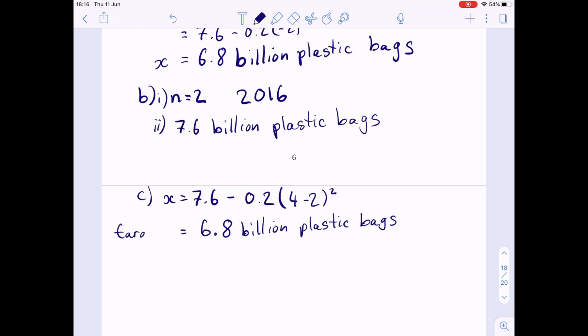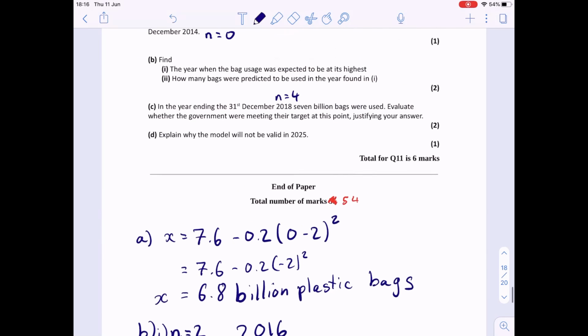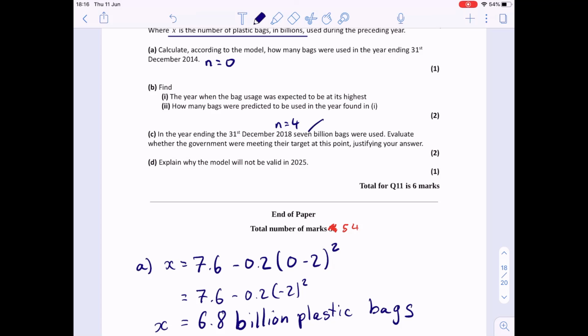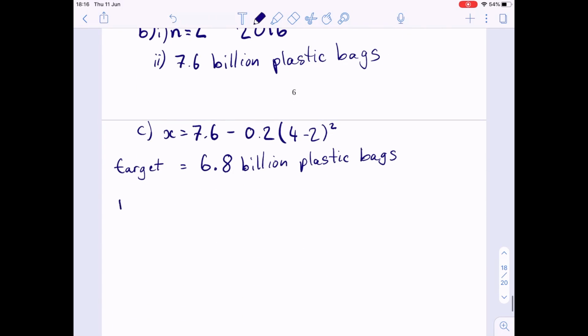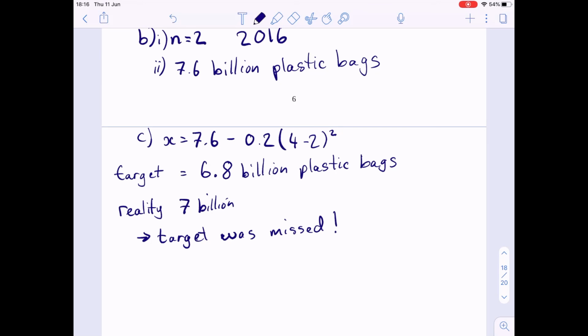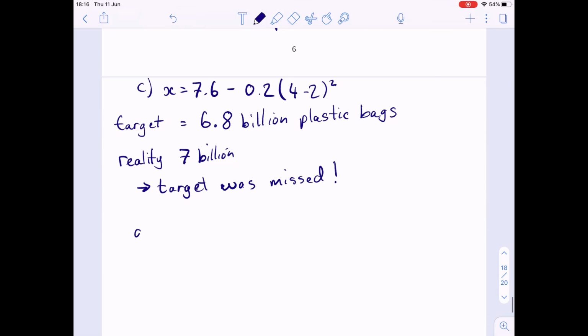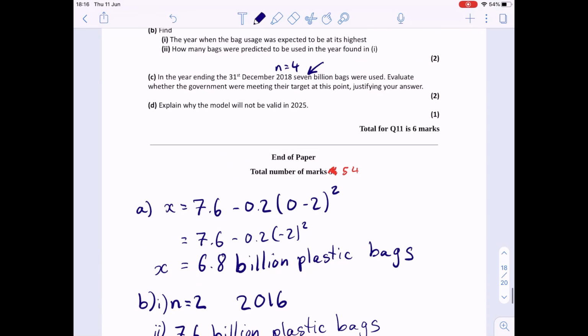So this was our target. And what did we actually do? Well, we had 7 billion bags. So reality, 7 billion. So let's say the target was missed, because we actually wanted fewer plastic bags.